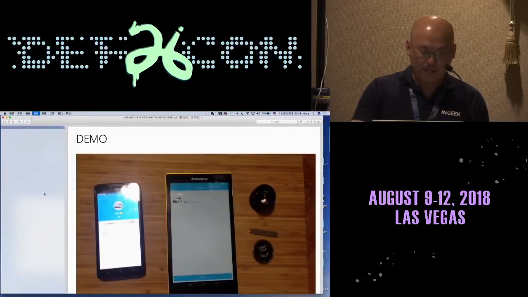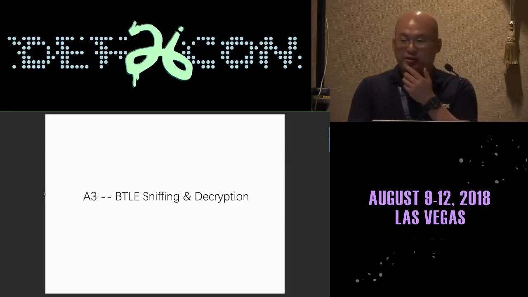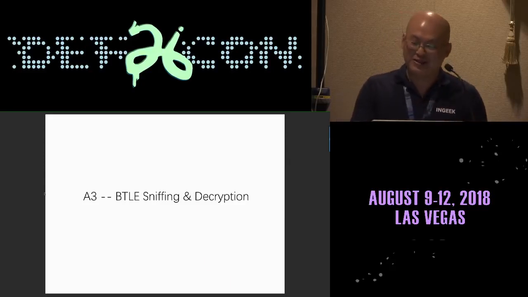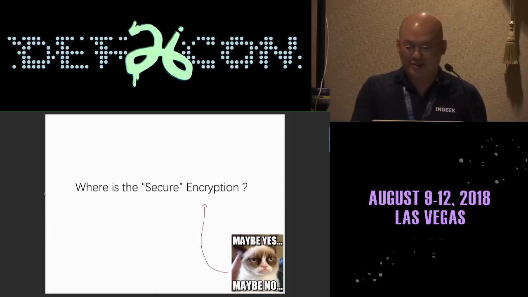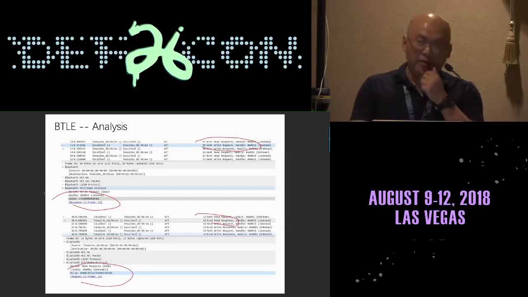Okay, I just sniffed the traffic and did decryption. That's the interesting part. So where's the security encryption they're talking about? Basically, when I analyzed through Wireshark, they listed some interesting information.